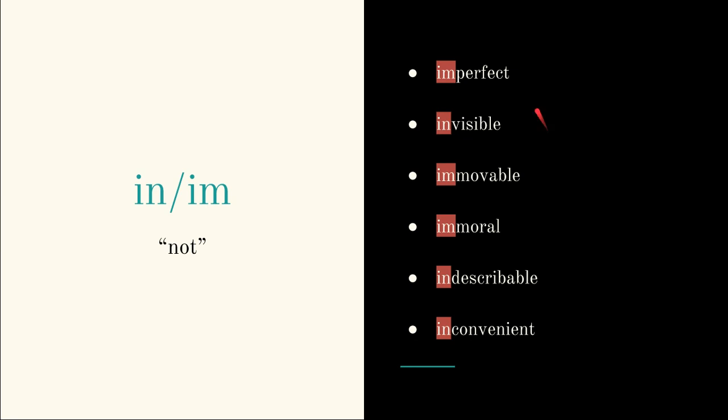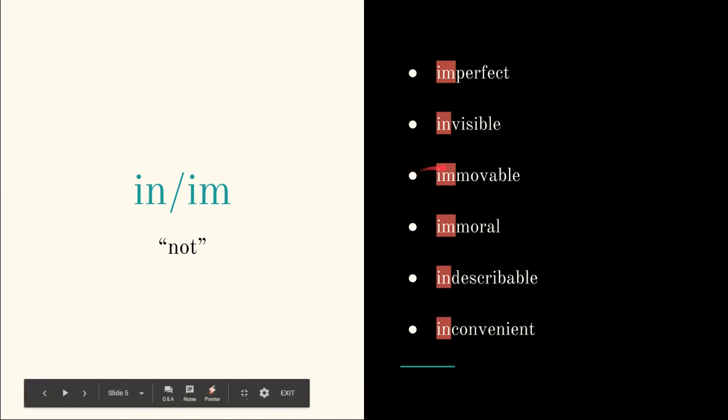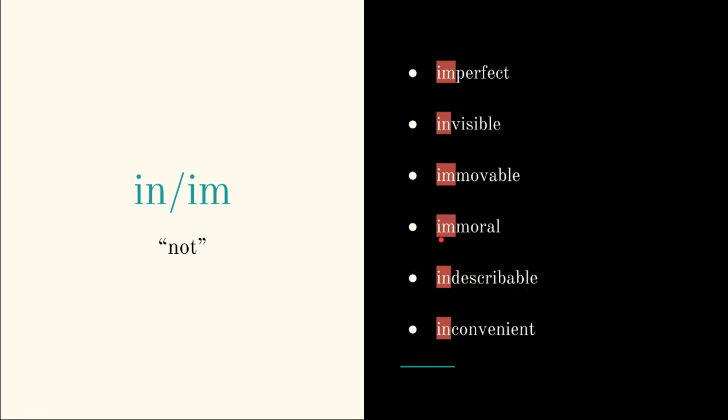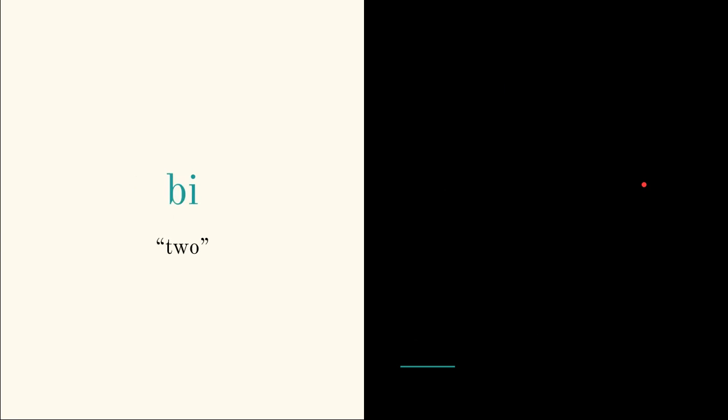Fun little side fact, if you want to know whether it's in or im, look at these words: moral, movable, and perfect. They start with M and P. If you think about what your mouth is doing while you say the beginning of perfect, movable, moral, you've got your lips together, and that's the same shape as the M. So that's why we put the M there, im, instead of the N and in, because inmoral would be difficult to say. Immoral is a little bit easier. So sometimes we get lazy and then we make new words.